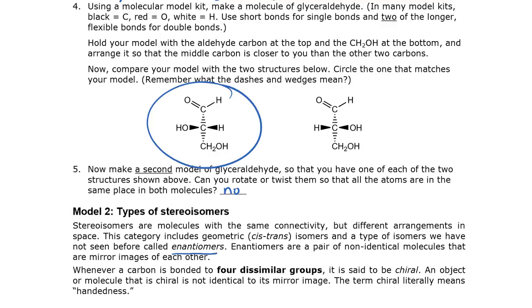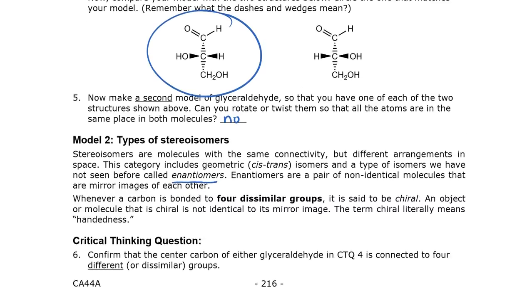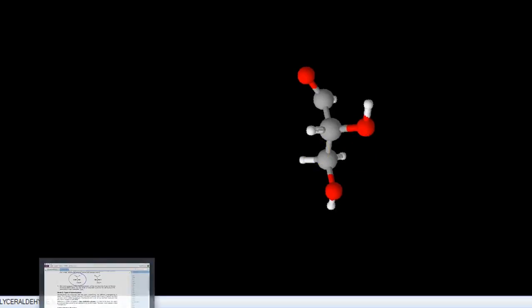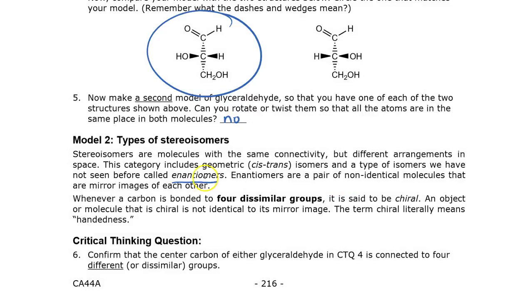And it turns out that whenever you have one carbon that is bonded to four dissimilar groups, you could say four different groups, four unique groups, whenever that's the case, you will have this capacity such that when you switch two of the groups, you get something that is not the same as before you switch them. And then you'll have a pair of enantiomers.